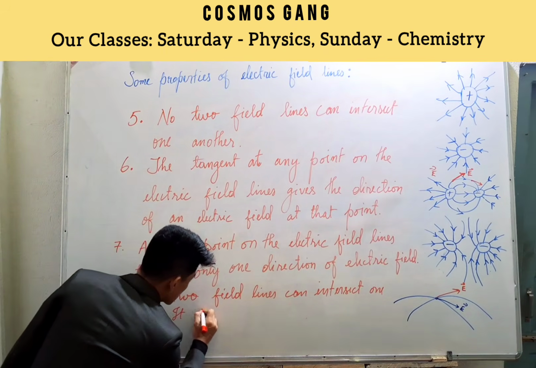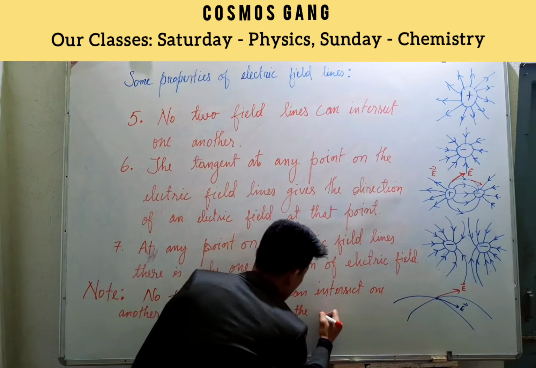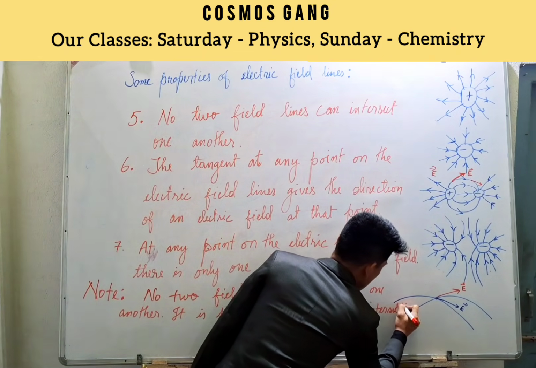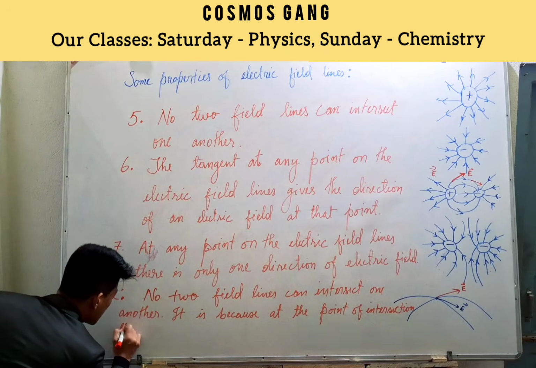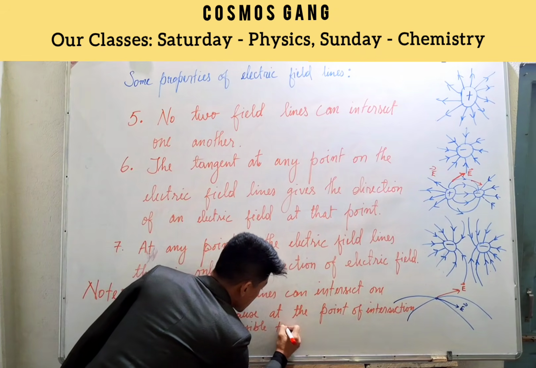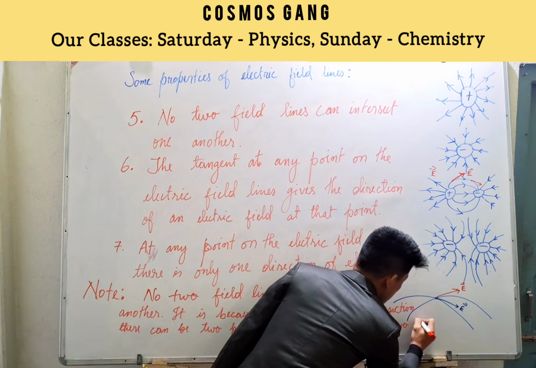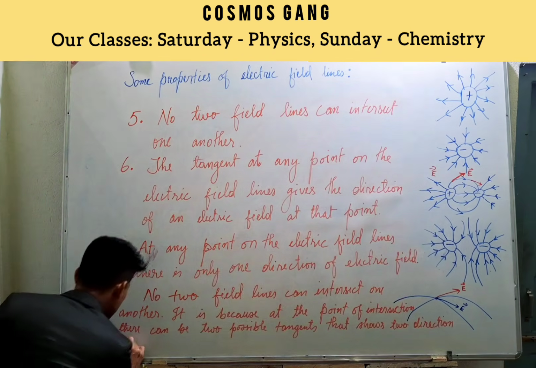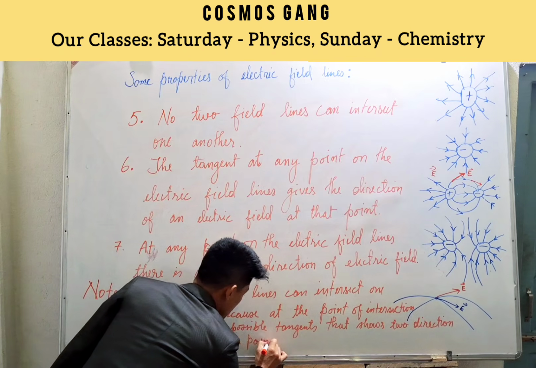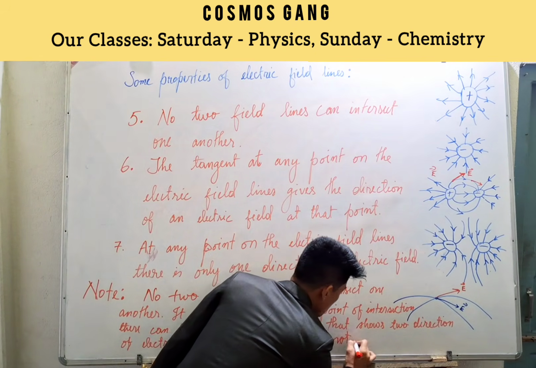It is because at the point of intersection, there can be two possible tangents that show two directions of electric field at a point. And we know that it is not possible.